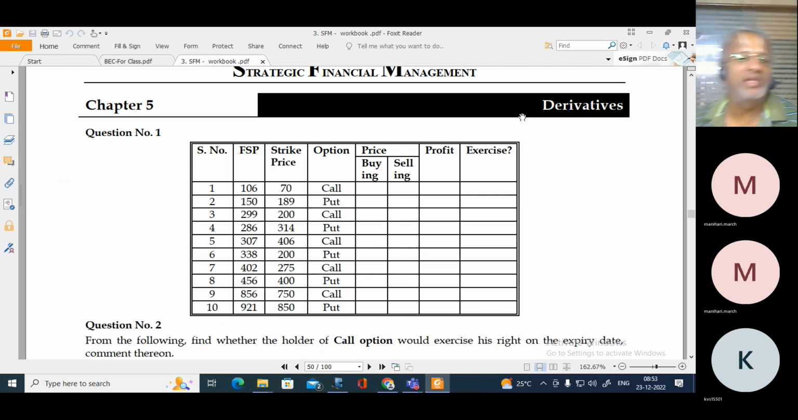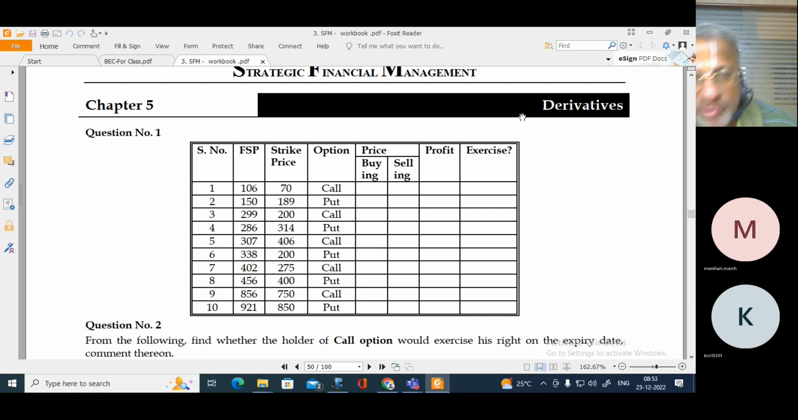Question number 1, I will read it out. Scenario number, FSP, strike price. What option do you have? In that, you have to tell the buying price and selling price, whether it is profit or whether you would exercise or not. 106.70 call option. Now, which one is the buying price and which one is the selling price?